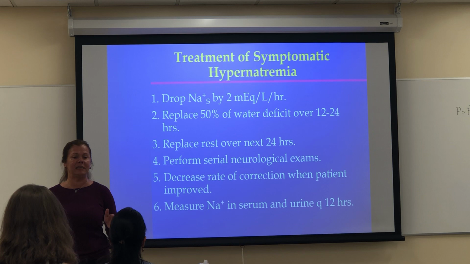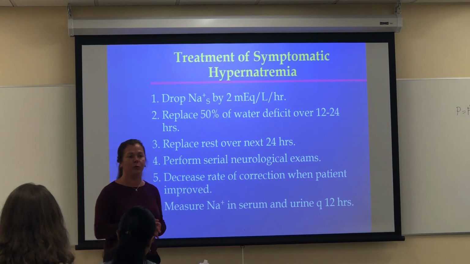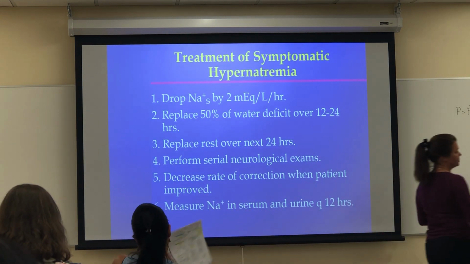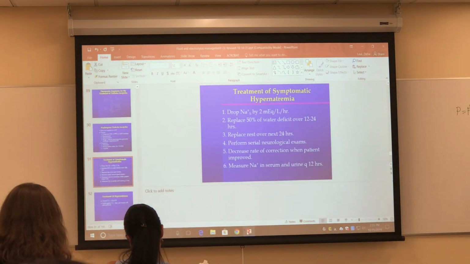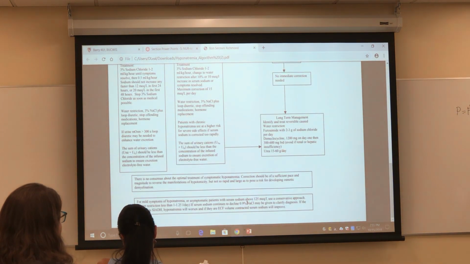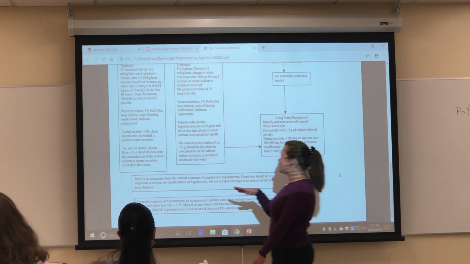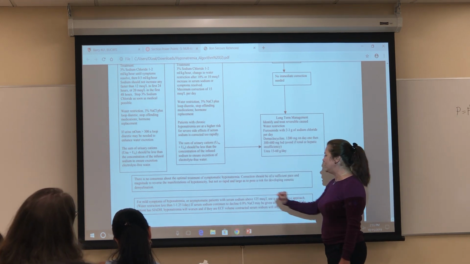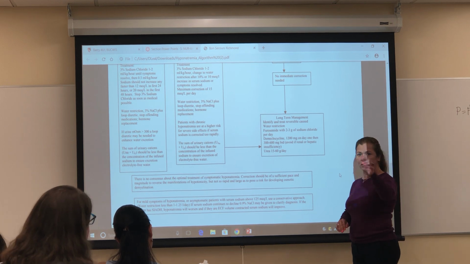Do you understand? It's the same as if you look at the algorithm. Open the bottom of your hypernatremia algorithm, and I'll open mine. So you can see that it's trial and error, and I did not invent this. What does it say here? It says, for mild symptoms of hypernatremia or asymptomatic patients with a serum sodium above 125, use a conservative approach. Listen to this.